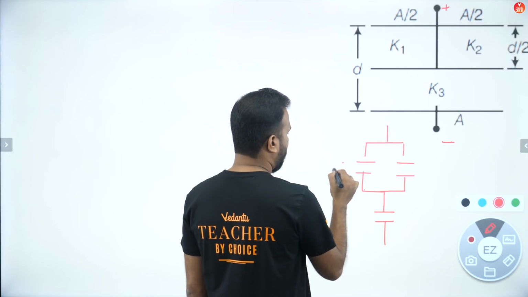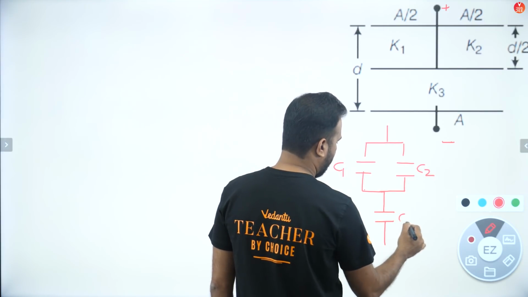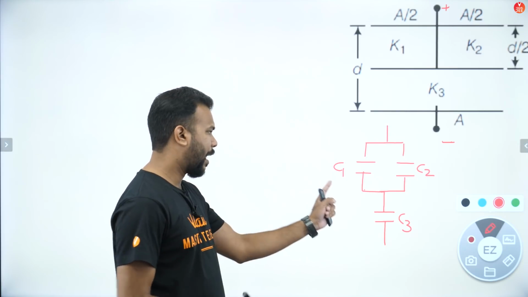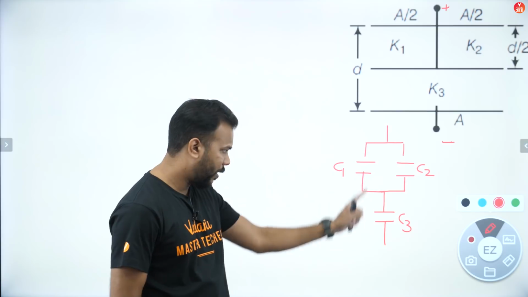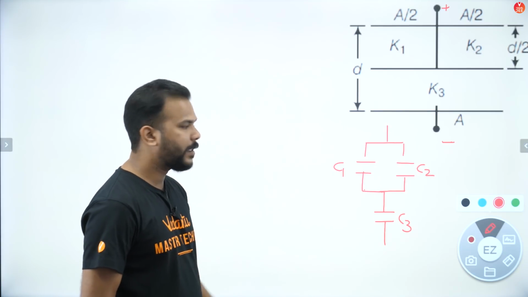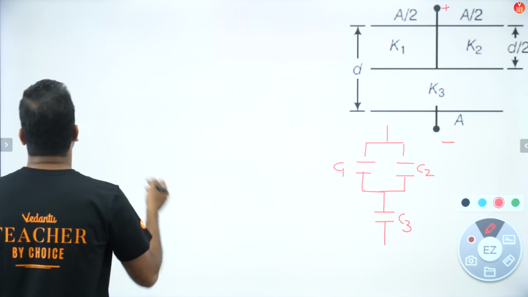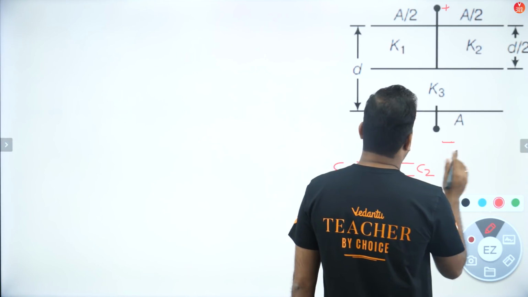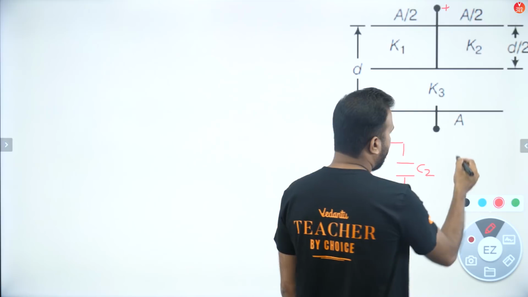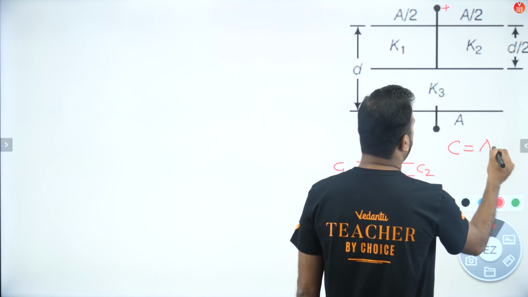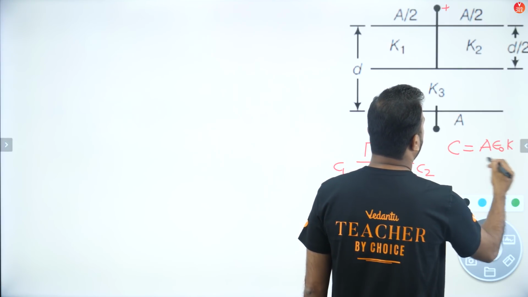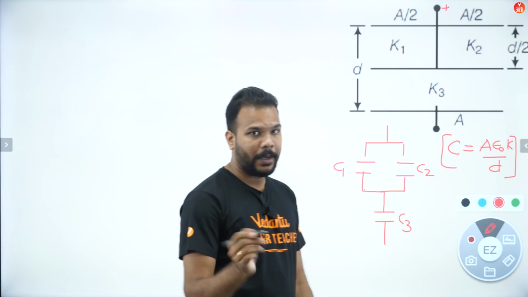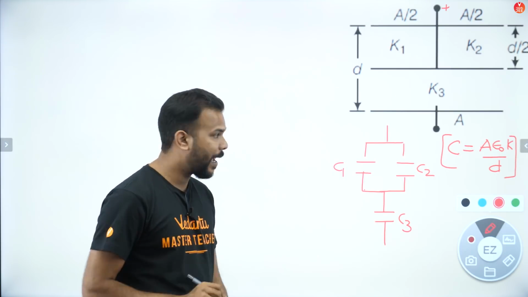Let's call it C1, let's call it C2, and this is C3. So we'll find out the value of C1, C2 and C3. We'll add C1 and C2 in parallel, and we'll add their resultant with C3, which is connected in series with them. We know that the capacitance formula in general without any dielectric is A epsilon naught by D, and with a dielectric the formula becomes A epsilon naught K by D. This is when the entire gap of the capacitor is filled with the single dielectric K.